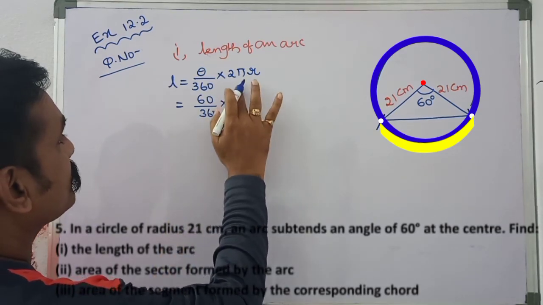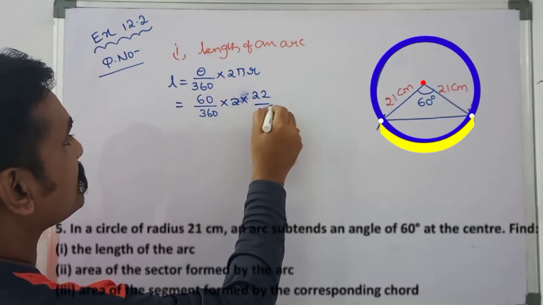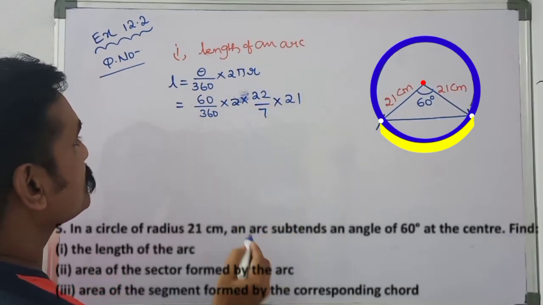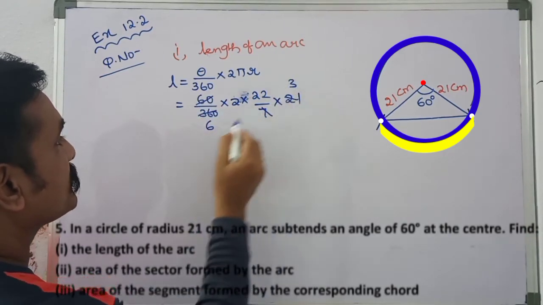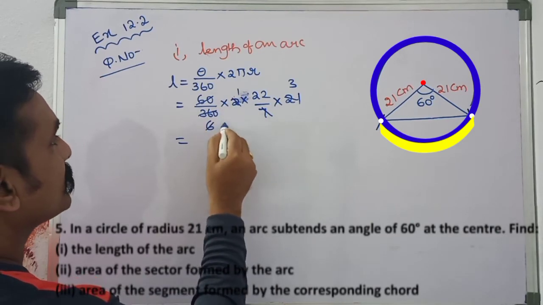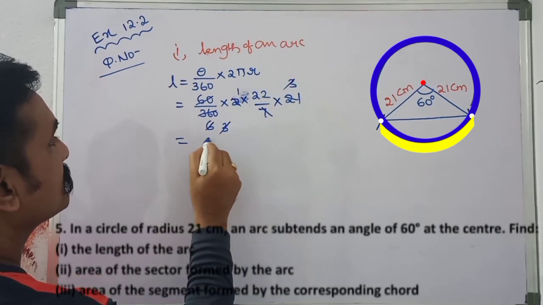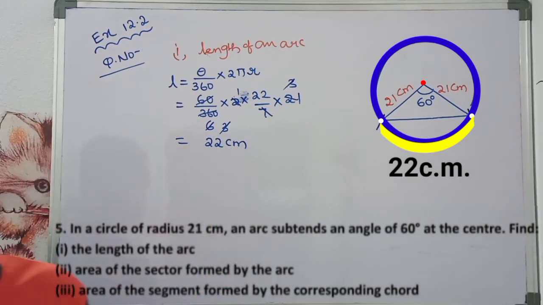So 2 into 22 by 7 into radius, which is 21. 6 sixes are 36, 7 threes are 21, and 2 ones, 2 threes, the 3s cancel. So the length of the arc is 22 centimeters.